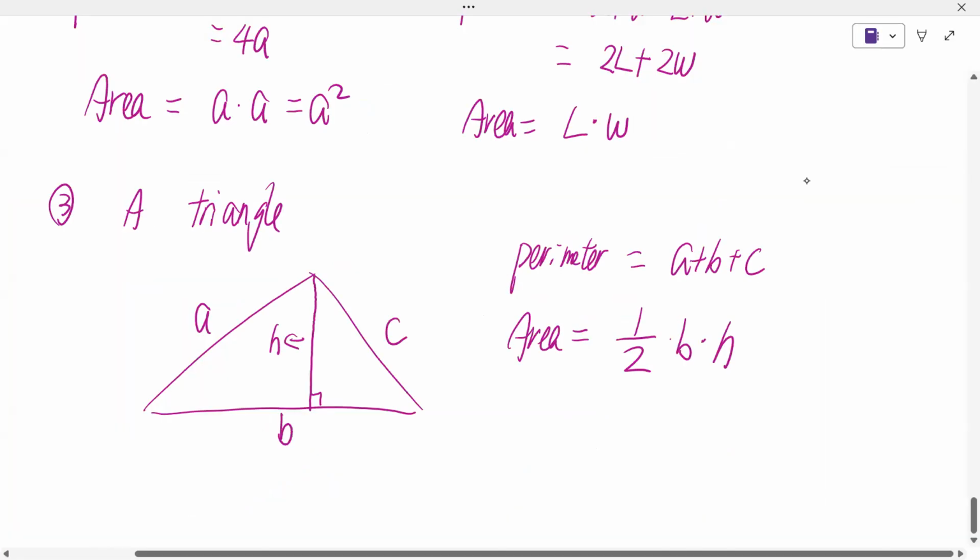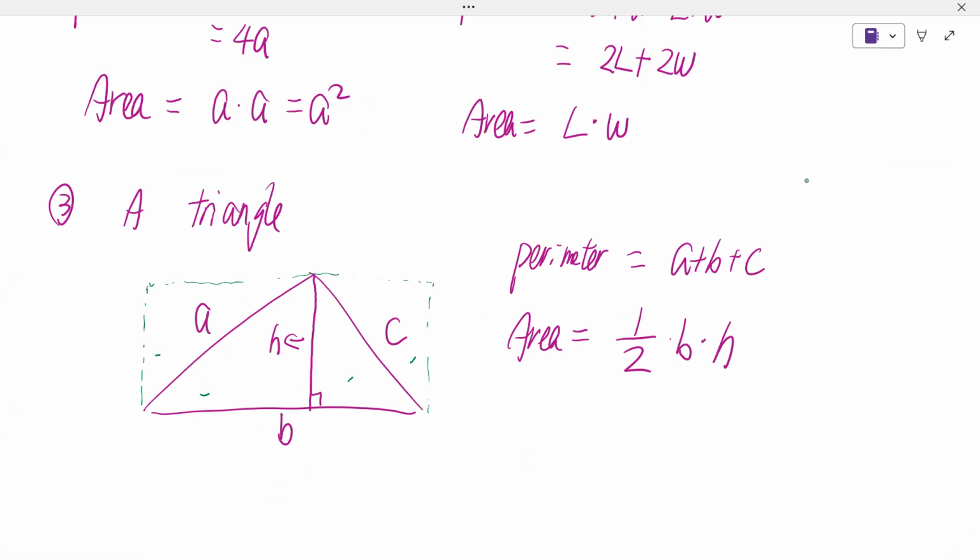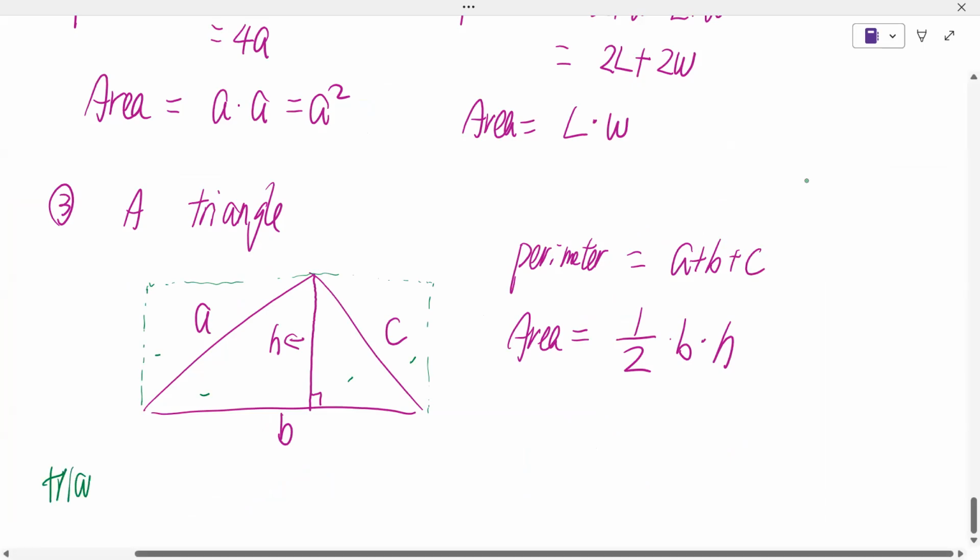It actually comes from the rectangle, right? So if you do this, if you extend this, this is what we call the rectangle, right? This area will be the same as this area here. This area will be the same as this area. And so that means this triangle is half of the rectangle.